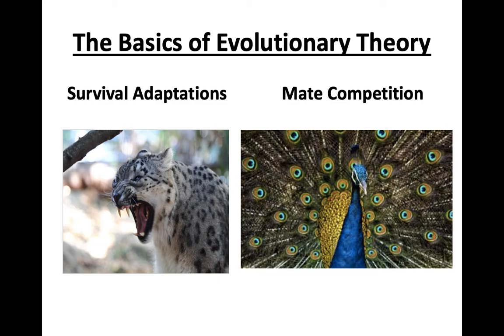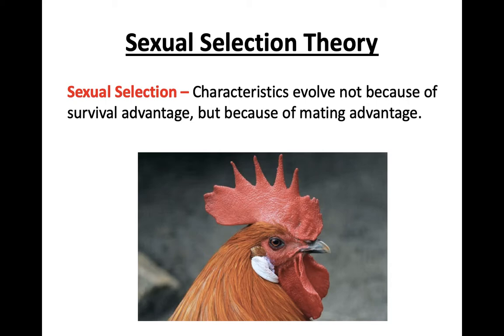Now, a second major class of adaptations would be things that help other animals, as well as our own ancestors, in mate competition. The picture here is of the peacock. The idea is that having those bright feathers provides an advantage, in that female peacocks notice the brightly colored feathers of the male peacock. That leads us to one of Darwin's main ideas, which is sexual selection theory.